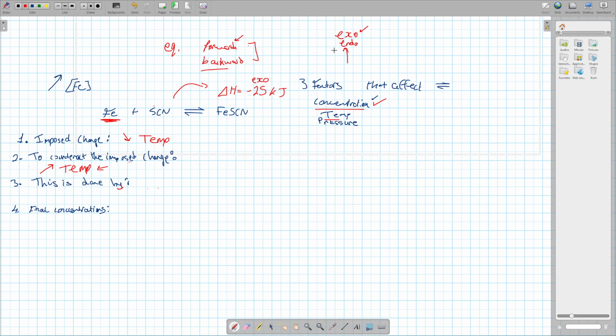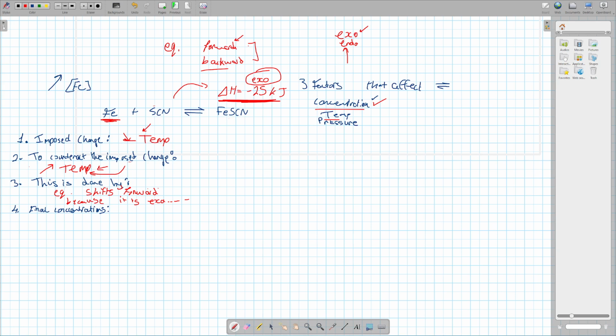And doesn't exo raise the temperature? Yes. So that means if I decrease the temperature, the system will have to increase the temperature. And to increase the temperature, it will have to go through the exothermic route. And isn't the exothermic route the forward reaction? Yes. So in this case, we're going to say equilibrium shifts forward. It's going to continue as normal because it is exothermic.